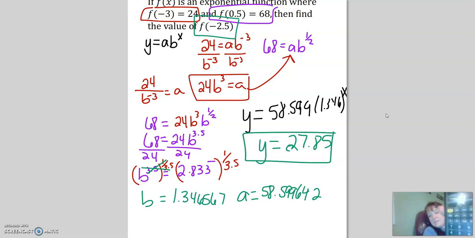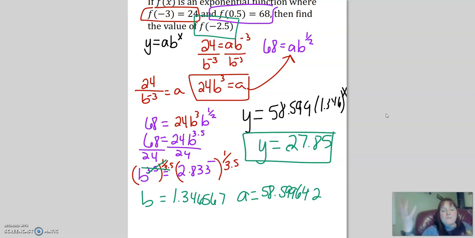Right there. You guys, oh, you can't see. I got out 24, just straight 24. Isn't that crazy? Just 24, which is what I was supposed to get out. So then you know you did it right, because this function passes through that point.